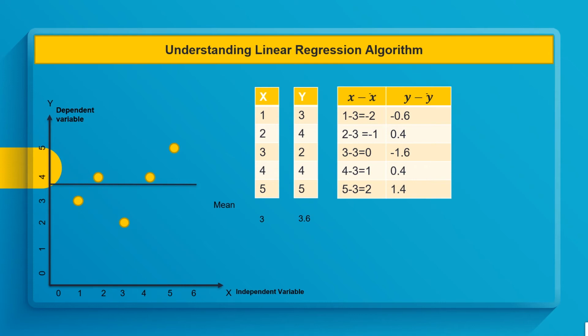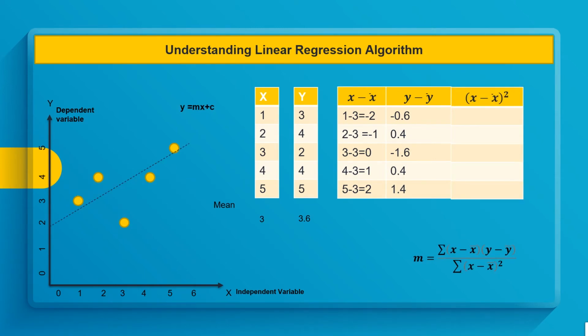Next is 4 minus 3.6, that is 0.4. Next, 2 minus 3.6, that is minus 1.6. Next is 4 minus 3.6, that is 0.4 again. 5 minus 3.6, that is 1.4. So now we are done with y minus y bar.